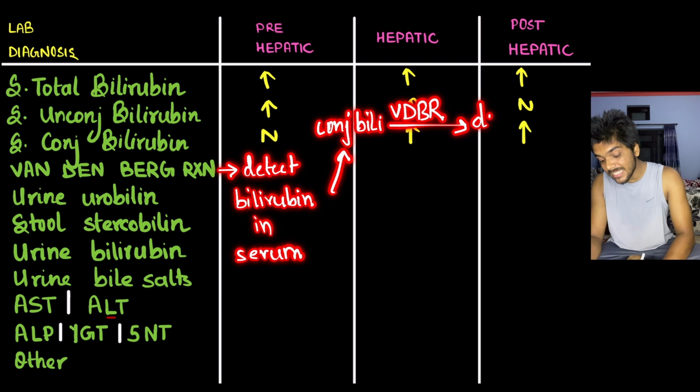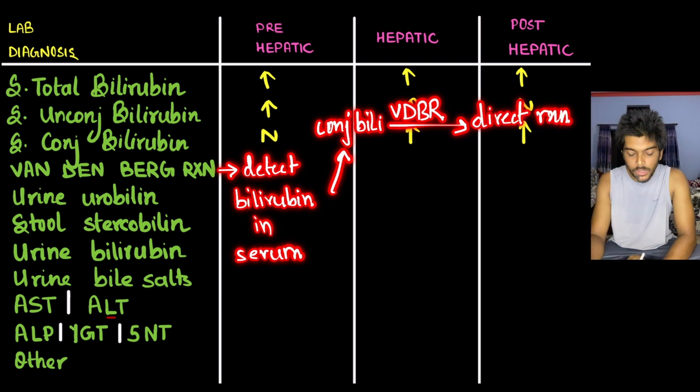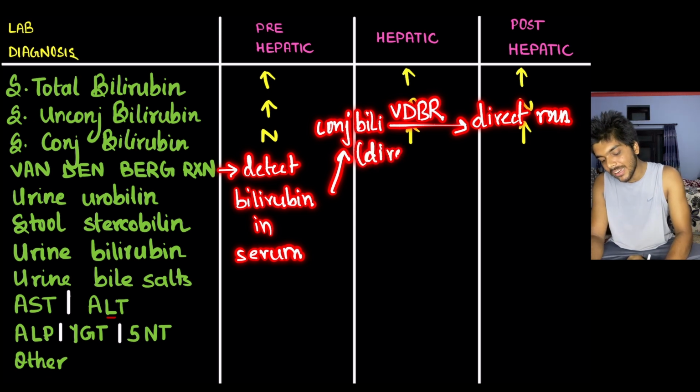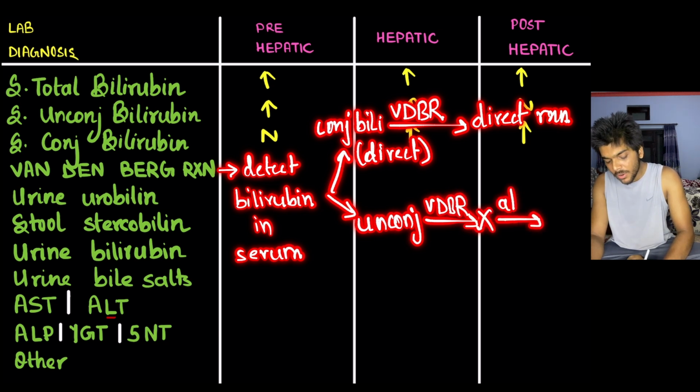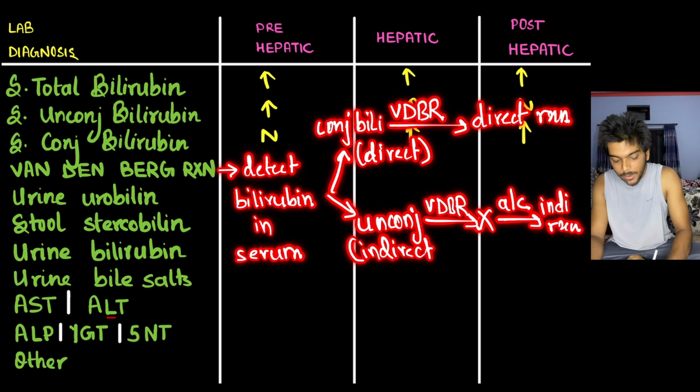Since the reaction is direct, there is direct reaction. Since conjugated bilirubin shows direct reaction with Vandenberg reagent, it is also referred to as direct bilirubin. If there is unconjugated bilirubin in serum, after you put Vandenberg reagent, color is not seen. But then after you put another reagent like alcohol, color is seen. Now since there is indirect reaction, the unconjugated bilirubin is also referred to as indirect bilirubin.